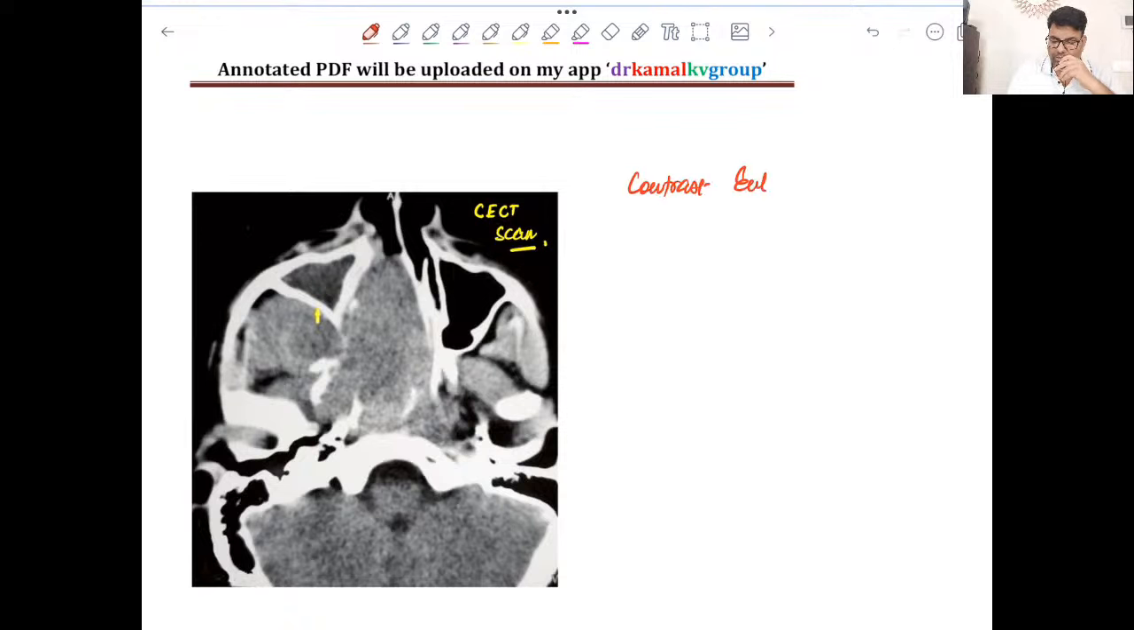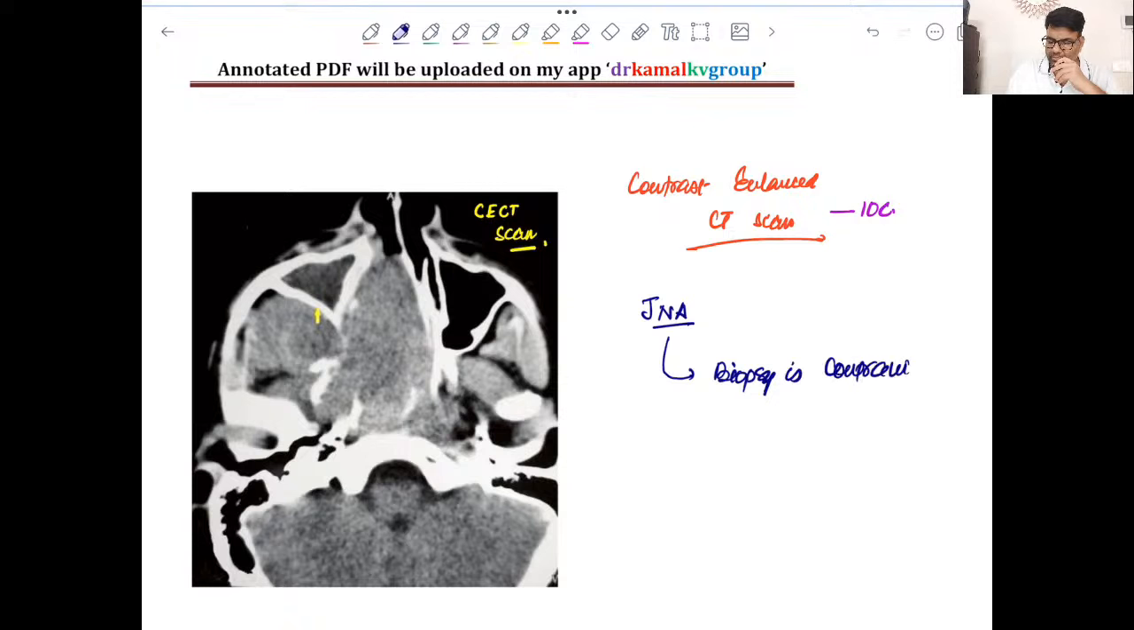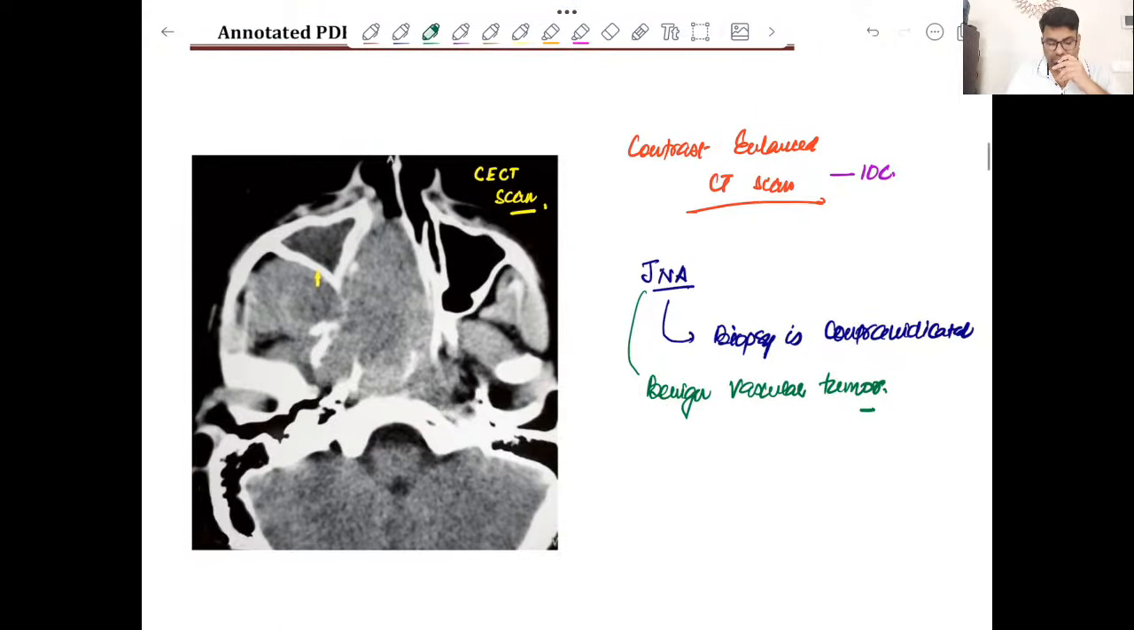So contrast enhanced CT scan, right? This is the investigation of choice. Now I think most of you must know that in juvenile nasopharyngeal angiofibroma we never do biopsy. Biopsy is contraindicated. Why? Because this is a benign vascular tumor, right? So it is a vascular tumor. If you try to do a biopsy, it will start bleeding. So don't go for biopsy. Biopsy is always contraindicated. And what we do is a contrast enhanced CT scan.